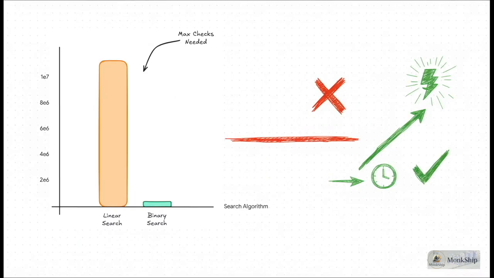Let's just look at that comparison. Our slow and steady linear search might have to make up to 10 million checks. Binary search, about 24. This isn't just about being faster. They're not even in the same sport. This is the kind of difference that takes a process from taking, say, a few weeks to run, down to taking less than a second.